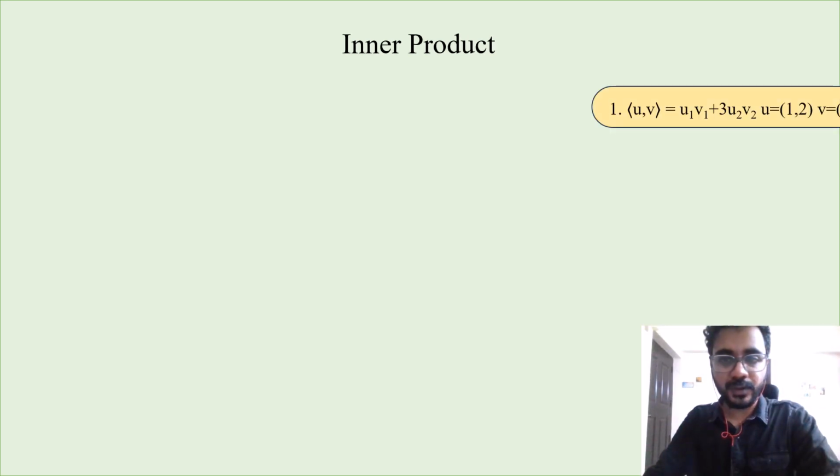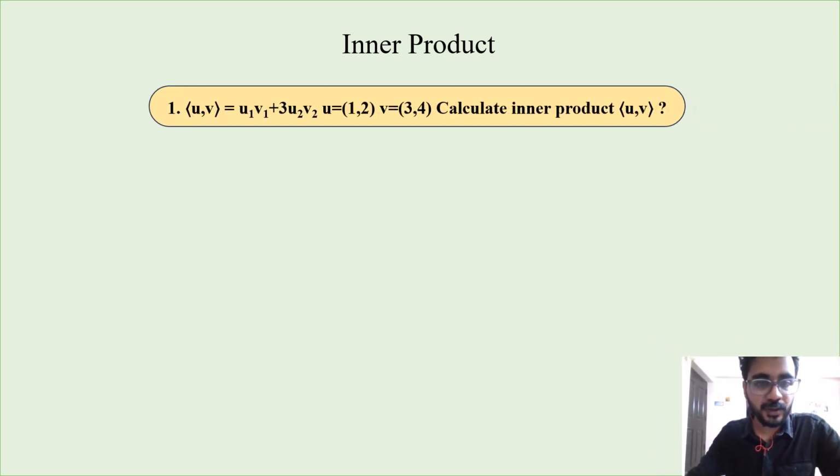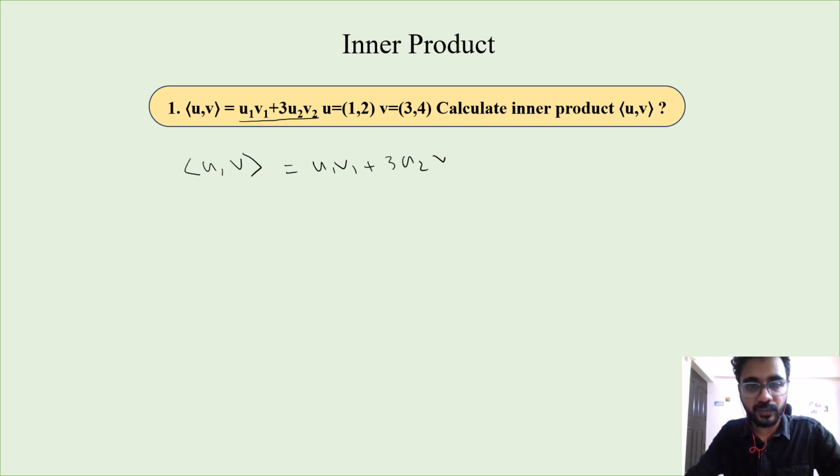Let's take an example problem. Here the inner product is defined as u1 v1 plus 3 u2 v2. So u is given as 1, 2, and v is given as 3, 4. We need to calculate the inner product. That's the question. So inner product u comma v can be written as u1 v1 plus 3 u2 v2.